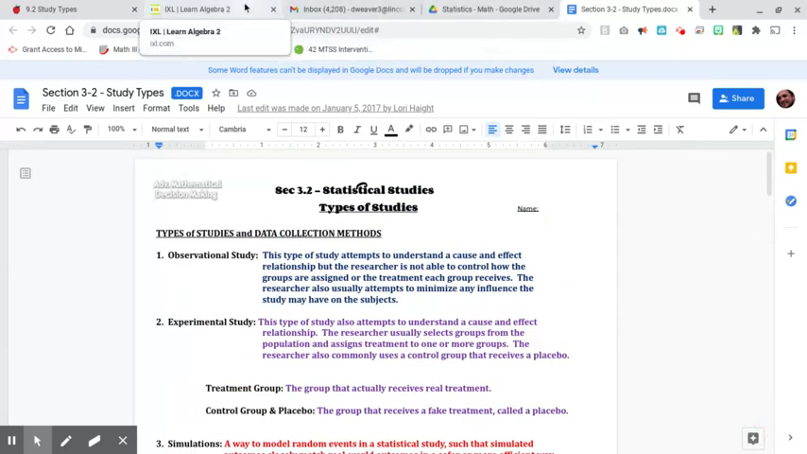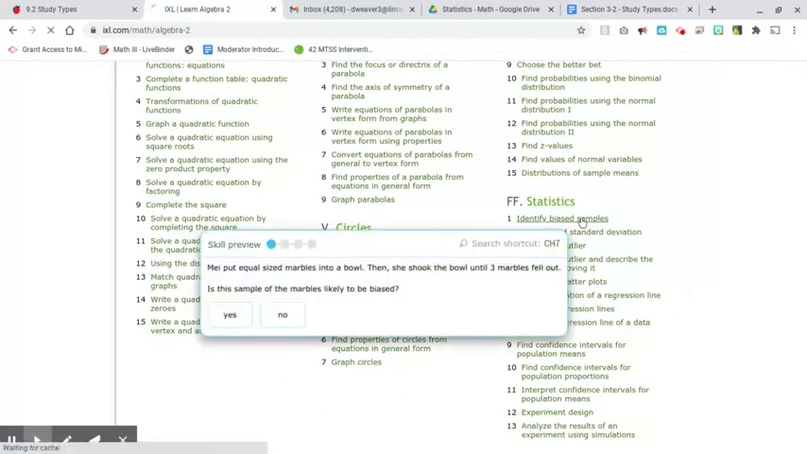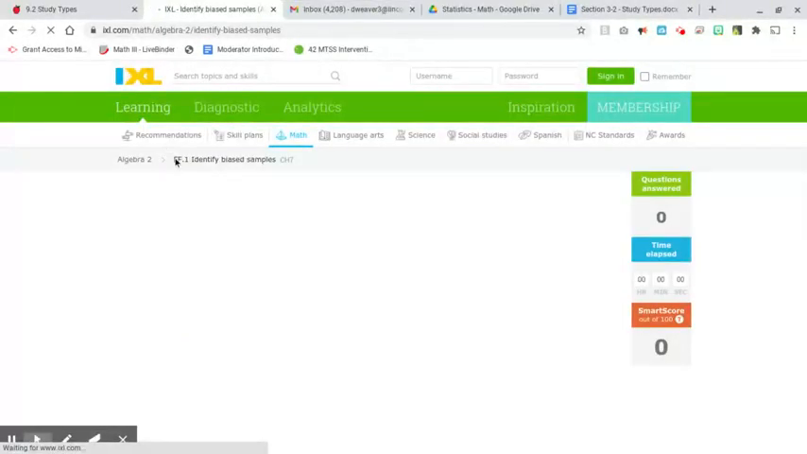What you'll do next is you're going to go to IXL Algebra 2 and you're going to go to identifying a biased sample. It is statistics FF.1, identifying a biased sample.